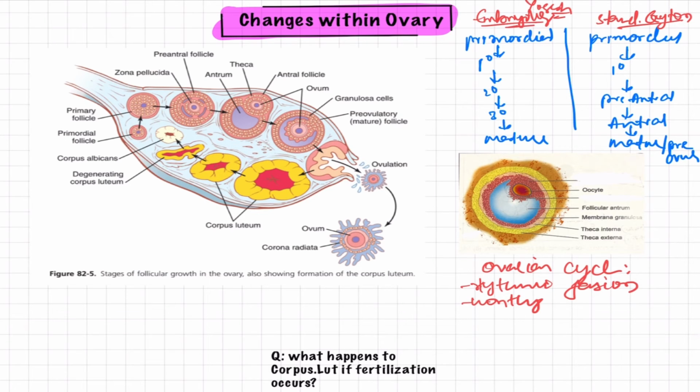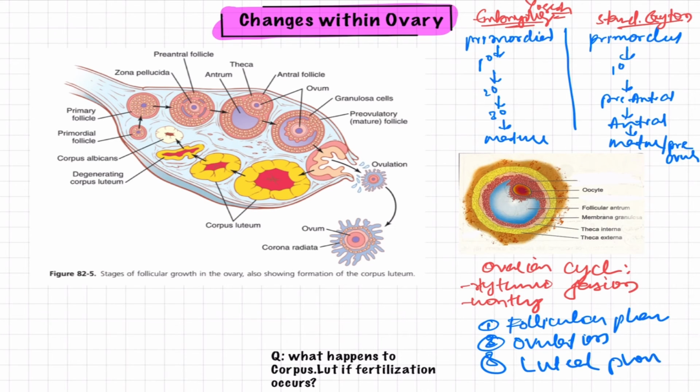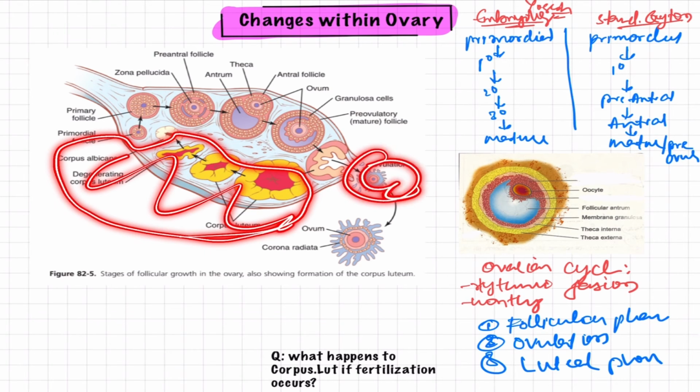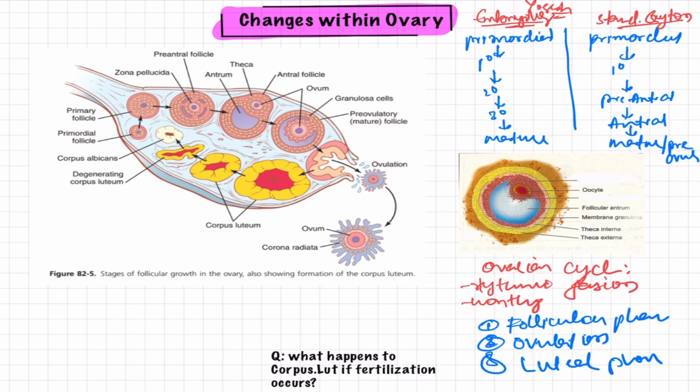And as we already know, it can be classified into three parts. First is the follicular phase, second is the ovulation phase, and third is the luteal phase. Luteal phase means all these changes that are taking place. Okay, this is the luteal phase, this is the ovulation, and this is all the follicular phase. These are the three phases.